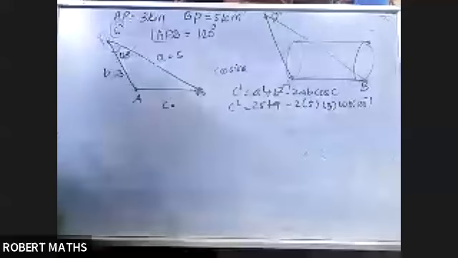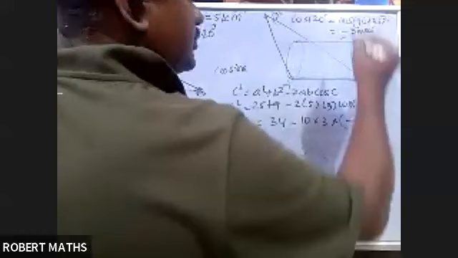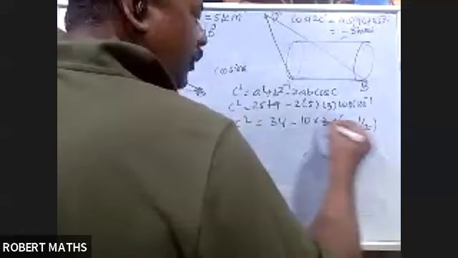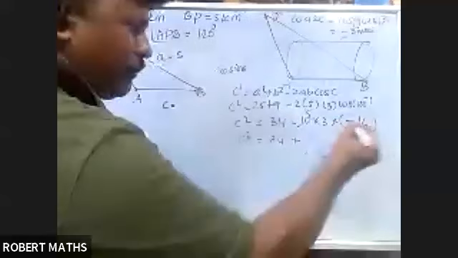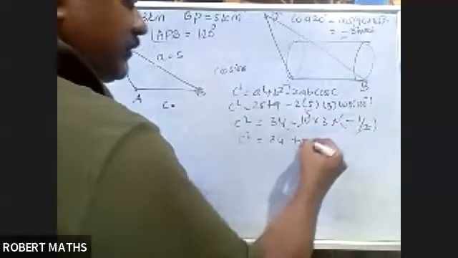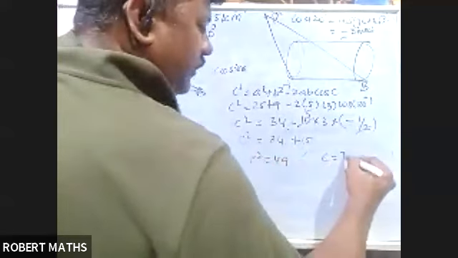Now I can write this as C squared equals 25 plus 9, 34, minus 2 into 5, 10, into 3, into minus sin 30 degree. What is sin 30 degree? 1 by 2. 2 goes 5 times. So C square is equal to 34, minus into minus plus, 5 into 3, 15. Your C square is equal to 49. So C is equal to 7.